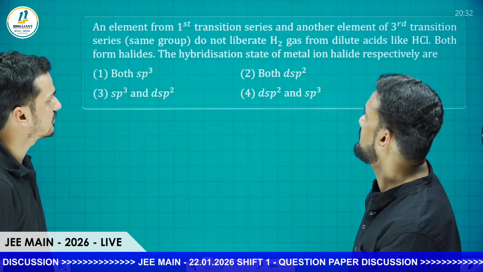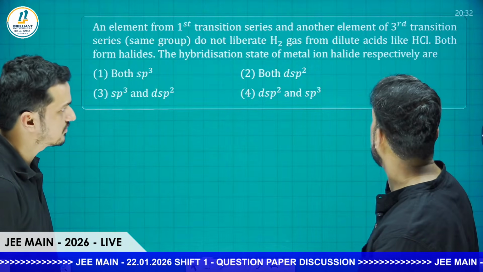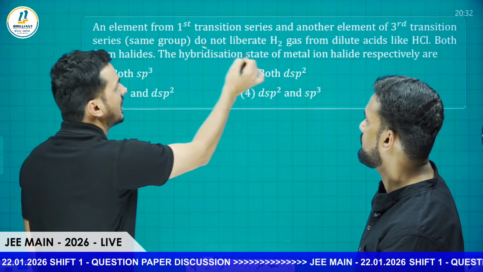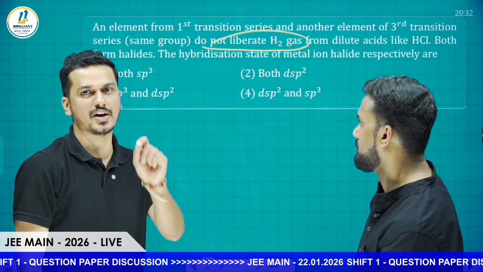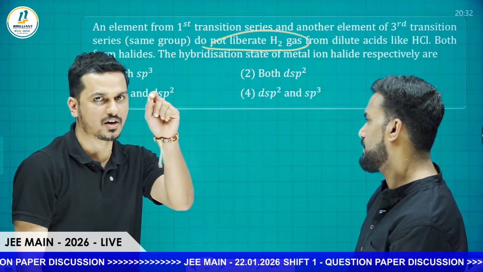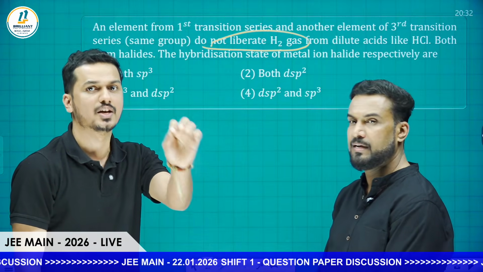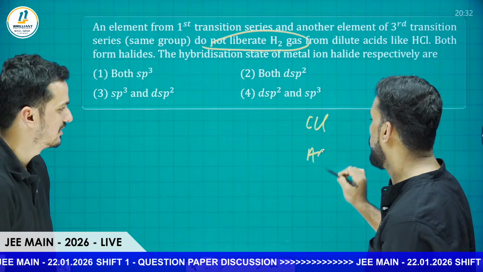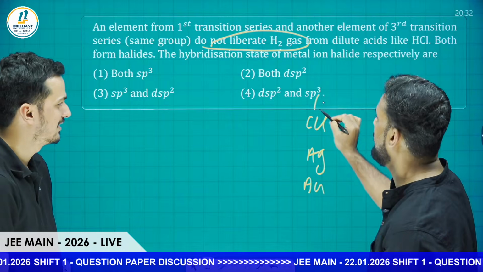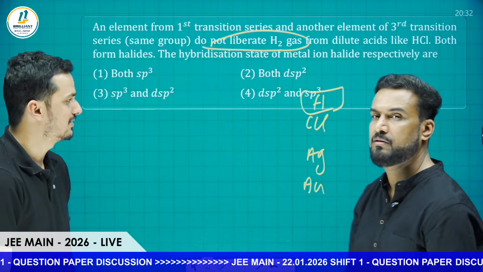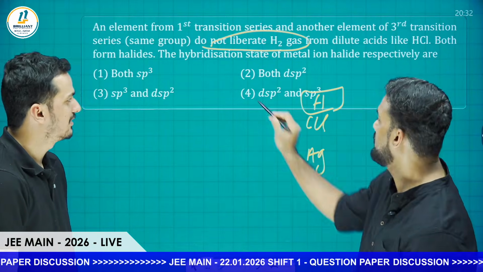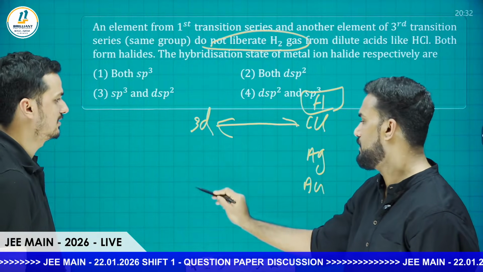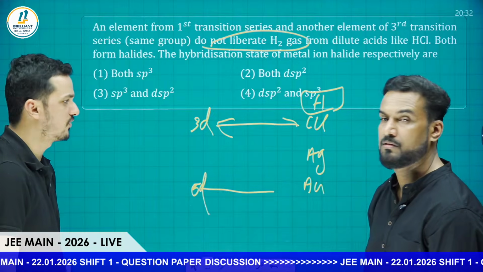An element from the first transition series and another element of the third transition series, in the same group, do not liberate hydrogen. We know that in the first transition series, the one which does not liberate hydrogen with acid is copper. Again they are focusing on copper, silver, gold, the same group. These are below hydrogen in the activity series; their reduction potential is bigger than hydrogen. This is the 3D series and this is the 5D series.